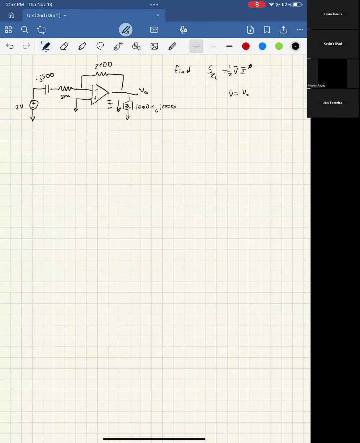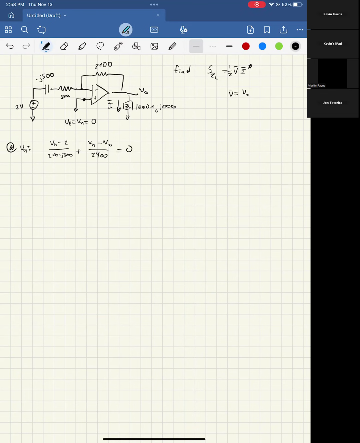So we solve this like any other op amp question. We have our VP and our VN. VP equals VN equals 0. In this case, pretty nice and straightforward. And then at VN, let's do a thing. We're gonna go, okay, we got (VN minus 2) over (200 minus j500) plus (VN minus VO) over 2400 equals 0.